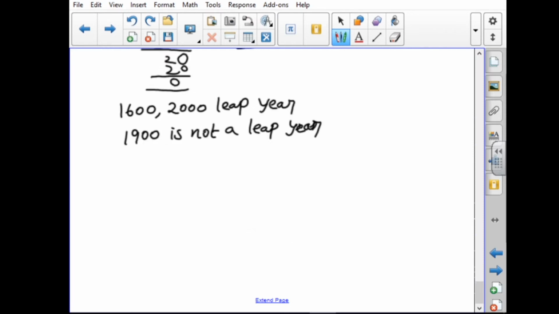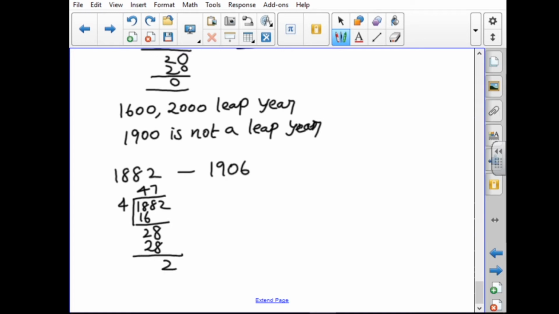We have the starting year 1882, so you can divide up to 1906. Okay, so you have to divide 1882. It's divisible by 4, meaning how many times? 4 times it will be 16. Remaining 2, 28. Then 7 times 28. That means remaining 2, so you take 0. Okay, so we have a remainder 2. So that means you have to add 2 for 1882.